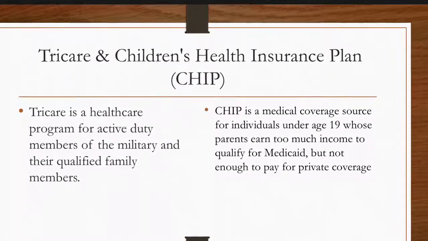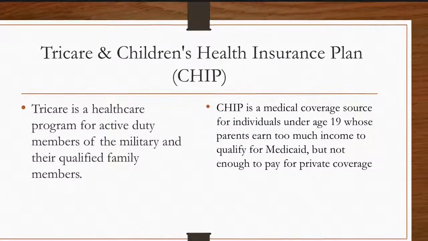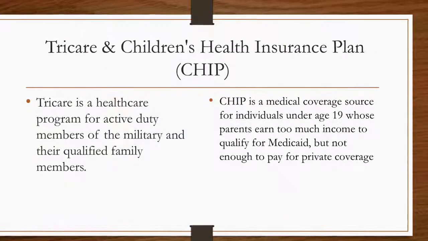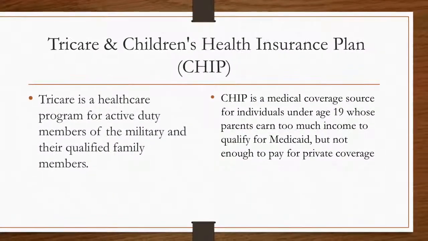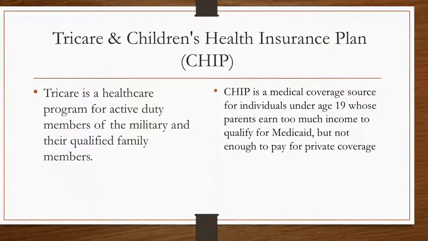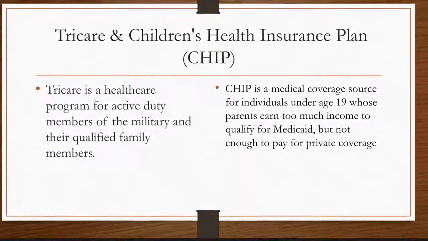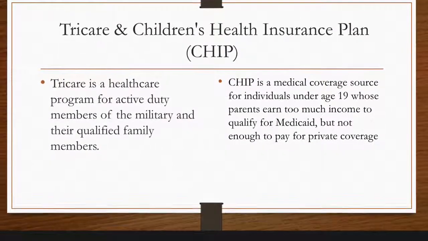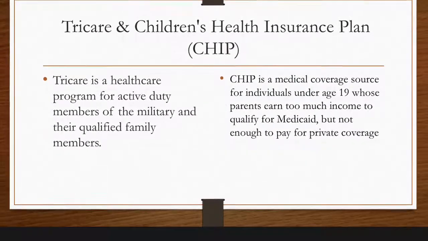Let's talk about TRICARE and the Children's Health Insurance Plan. TRICARE is a healthcare program for active duty members of the military and their qualified family members. The Children's Health Insurance Plan is a medical coverage source for individuals under age 19 whose parents earn too much income to qualify for Medicaid, but not enough to pay for private insurance.